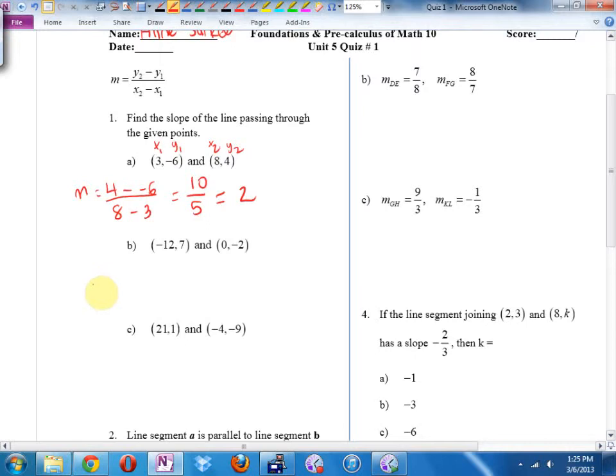The slope is going to be y2 minus y1 over x2 minus x1. It's going to be negative 2 take away 7, negative 9 over 0 minus minus 12. I think that's a plus 12. Which in lowest terms is negative 3 over 4. If you didn't write it in lowest terms, a half mark off.